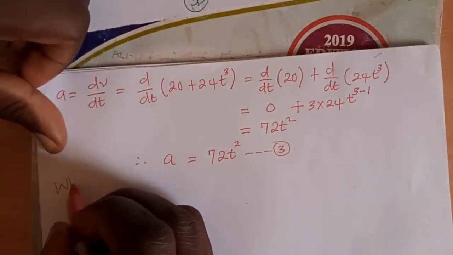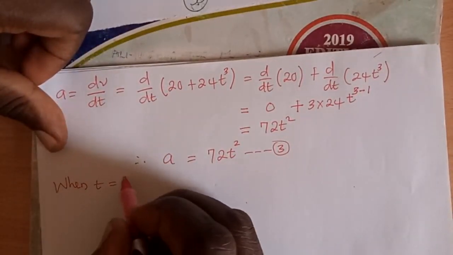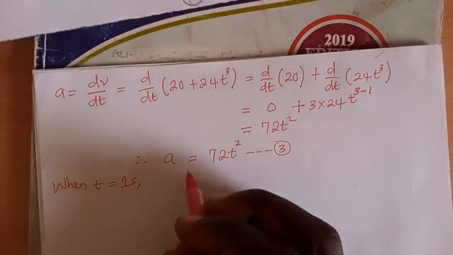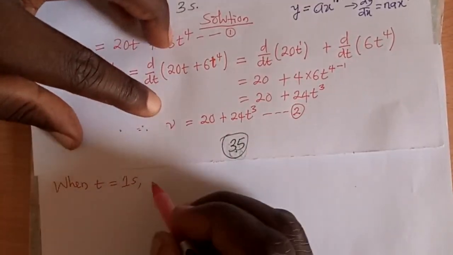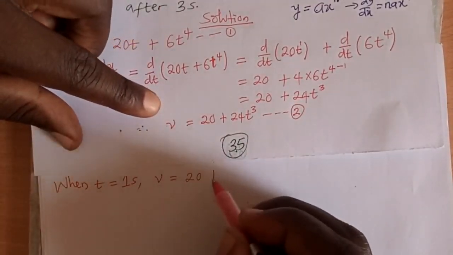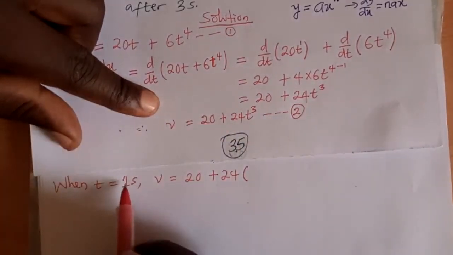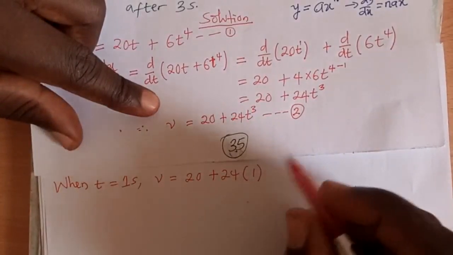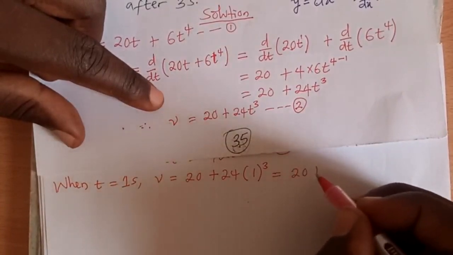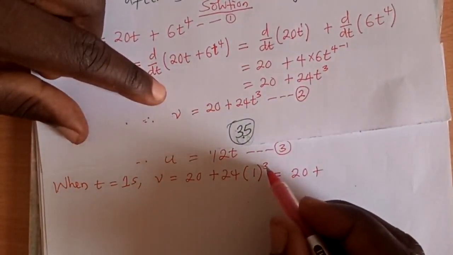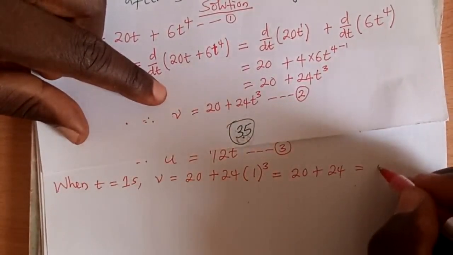So we will now say, when t is equal to 1 second, then from our expression for velocity, as we did before, v is equal to 20 plus 24 open bracket. Instead of t, I will now write the 1 second I have here, so 1 close bracket, with a power of 3. So this is equal to 20 plus 1 raised to the power of 3, which is 1. 1 times 24 is 24, so I have 20 plus 24, which will be 44.